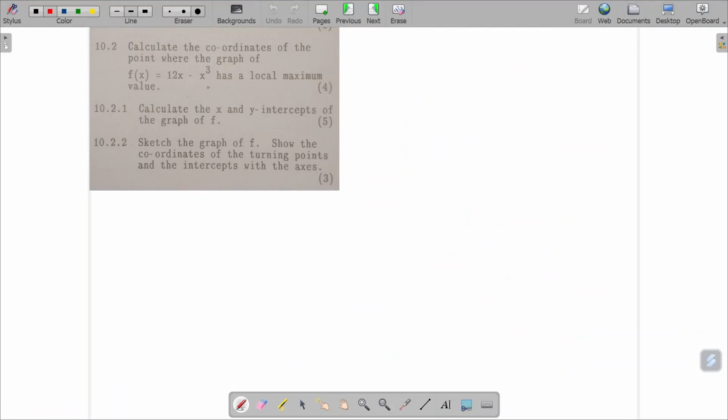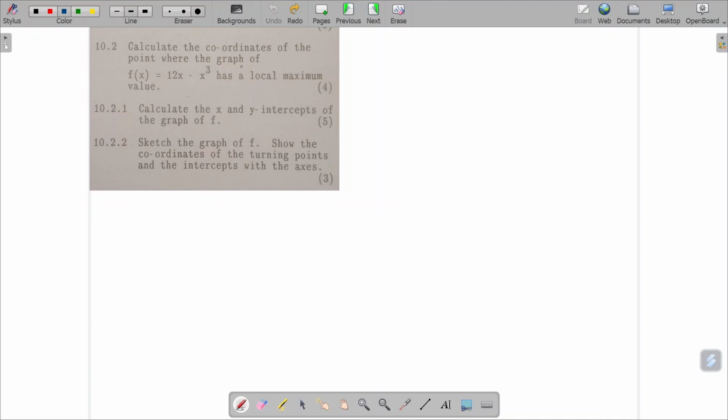Okay, let's move on to another similar example. Calculate the coordinates of the point where this function has a local maximum value. Then calculate the x and the y intercepts, and then sketch the function. Again, this is nicely scaffolded. In the good old days, they wouldn't have done this as separate sums. They would have just said 10.2, sketch the function, and made it worth 12 marks without all these sub-steps. Again, nowadays they tend to break it up. They scaffold it, it's the word we use, and they break it up into sub-questions.